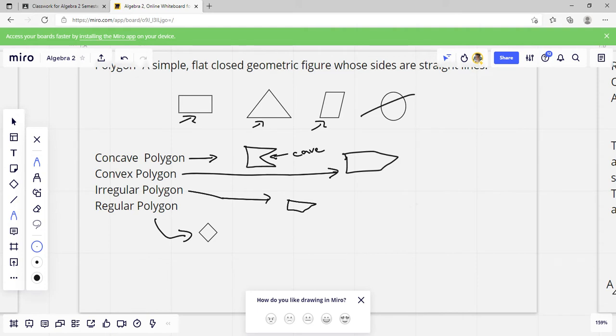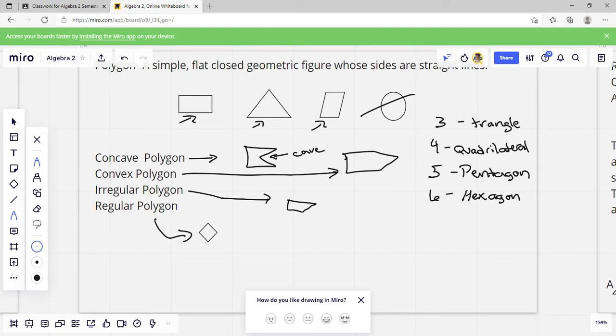We name polygons for the number of sides, so a triangle is 3 sides. 4 sides is a quadrilateral. 5 sides is a pentagon. 6 sides is a hexagon. 8 sides is an octagon. And you get the drift.